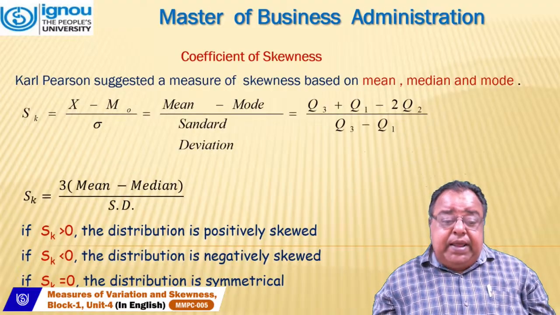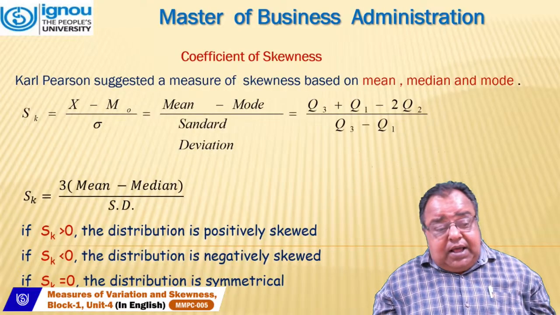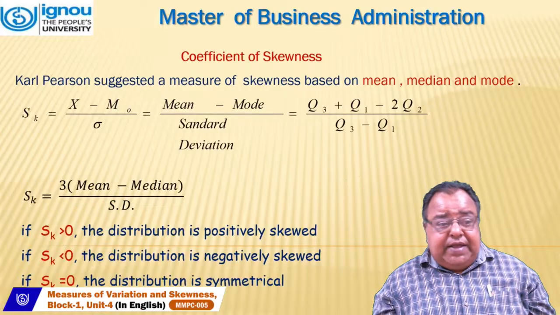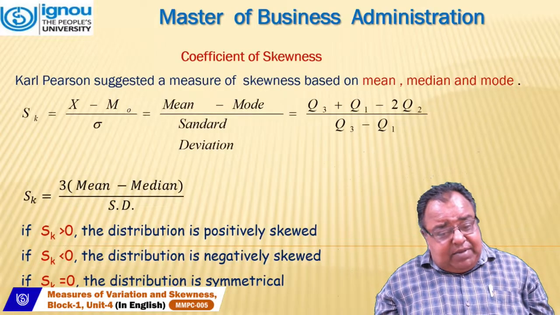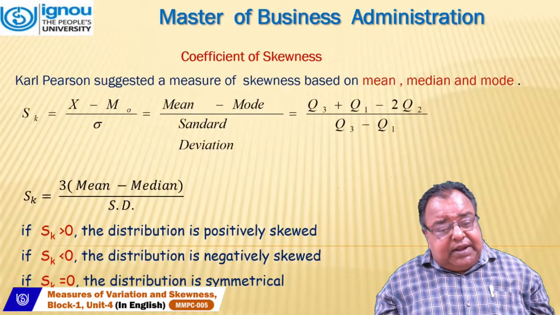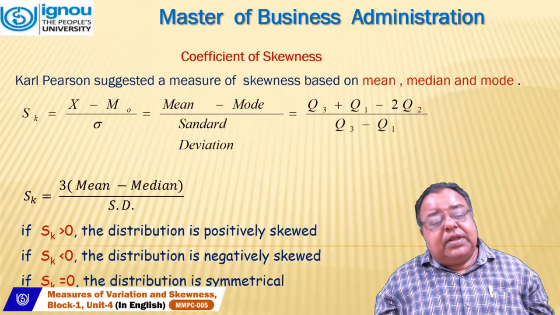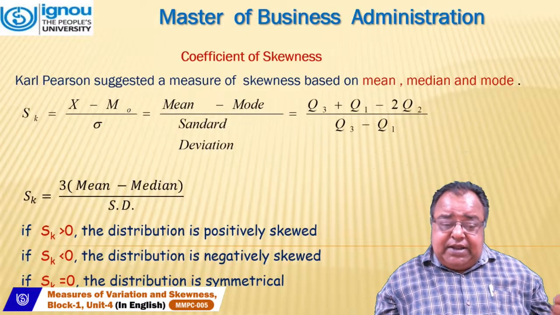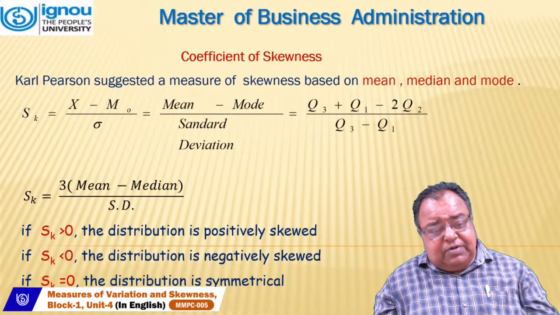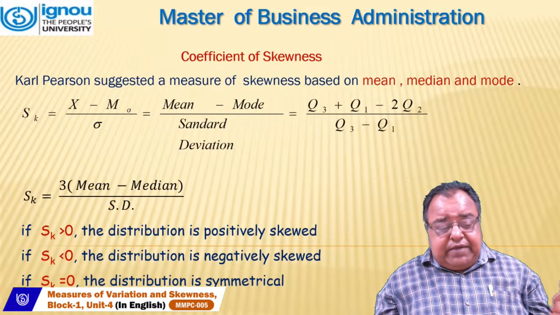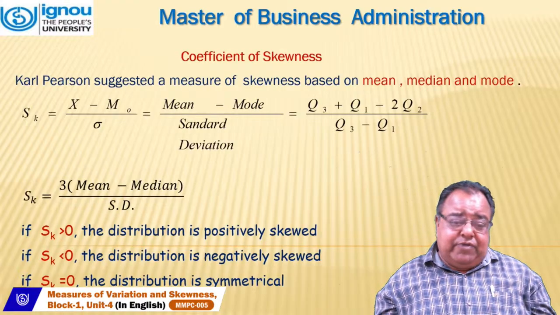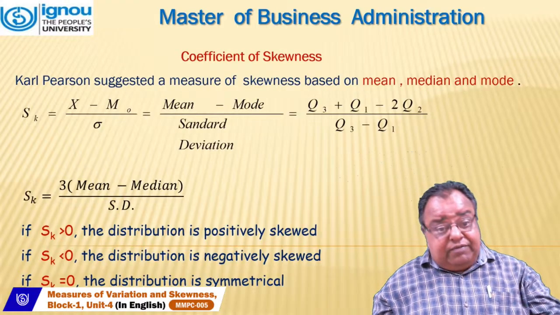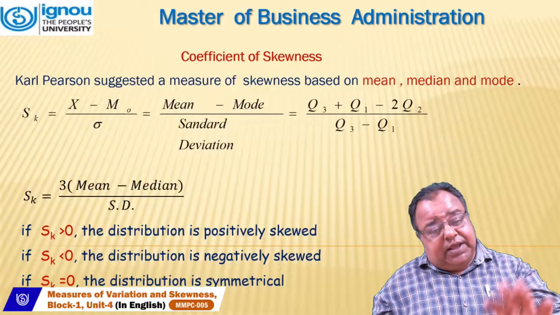Now, depending upon the value of Sk, that is the coefficient of skewness, we can determine whether the data is positively skewed, negatively skewed, or symmetrical. If Sk is greater than 0, it is positively skewed. If Sk is less than 0, it is negatively skewed. And if Sk is equal to 0, it is symmetrical. From the interpretation of what we evaluate, we can decide.